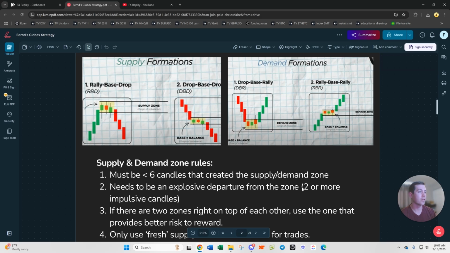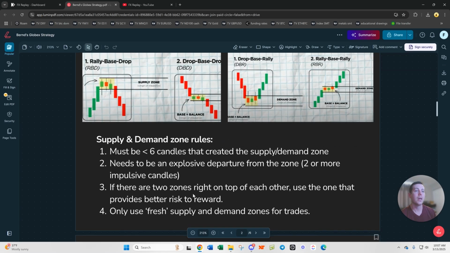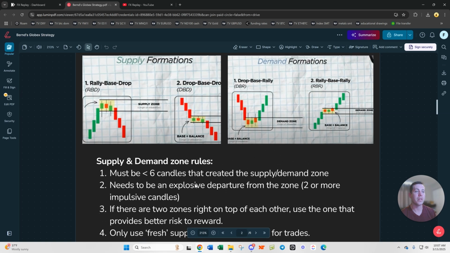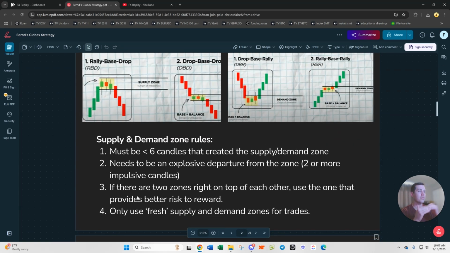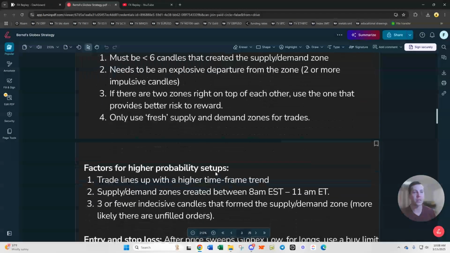If you want a really mechanical rule, I suggested maybe 2 or more impulsive candles of the same color could be a more mechanical way to interpret that. And if there are 2 zones right on top of each other, like if you stack them and they overlap a little bit, then you want to use the one that gives better risk reward. And lastly, we're only going to use fresh supply and demand zones. If it's already been tapped into, we're not going to use those zones.